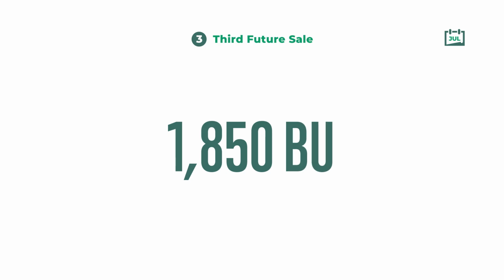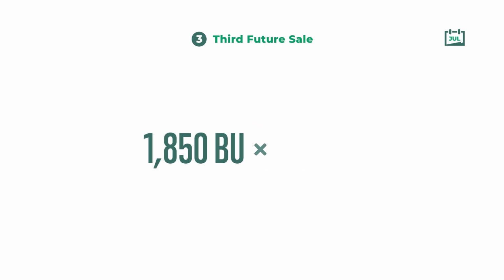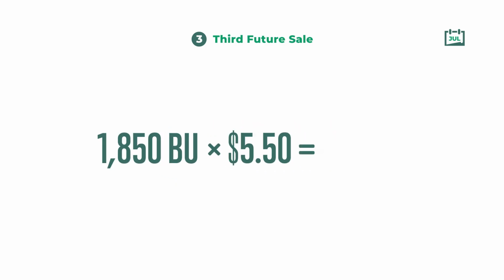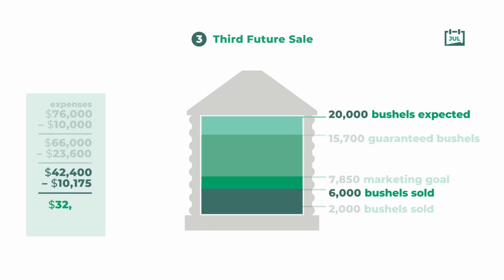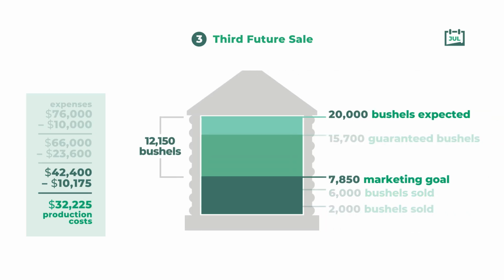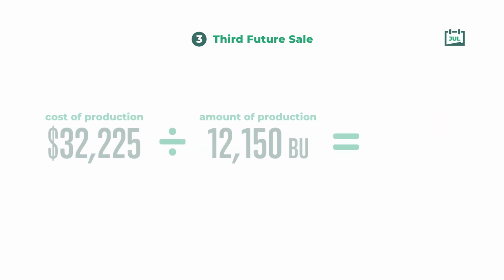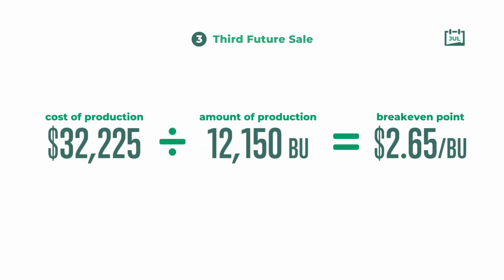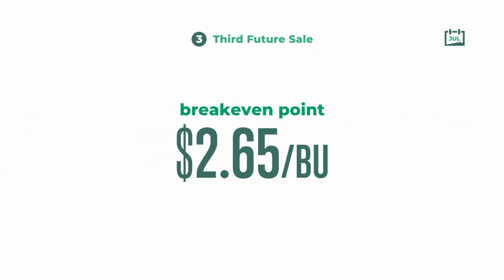To reach your goal of forward contracting 50% of your guaranteed bushels, you decide to contract 1,850 bushels to deliver in December at $5.50, giving you a total of $10,175 in sales. Your total costs to cover comes down to $32,225, with 12,150 bushels left and an adjusted break-even of $2.65. At this point, if you sell your remaining bushels above $2.65, you'll still be making a profit.